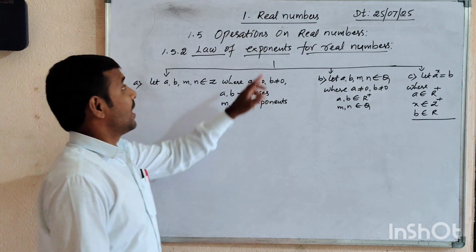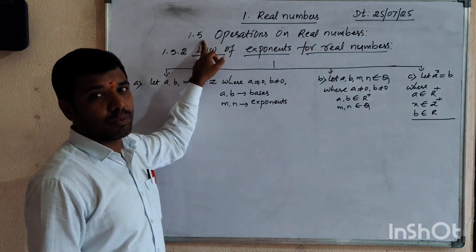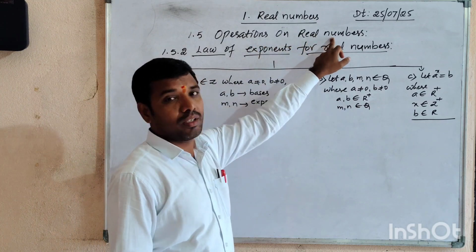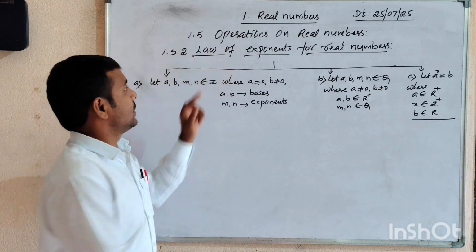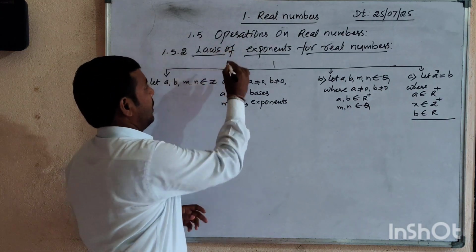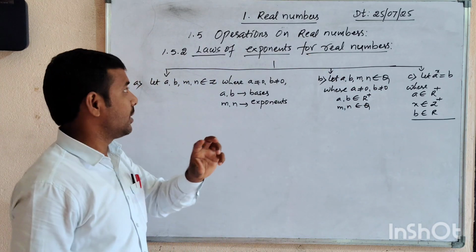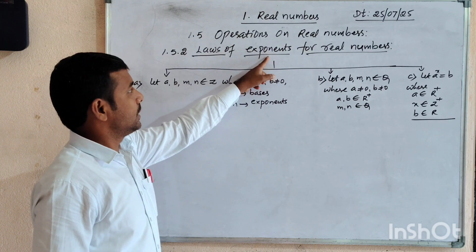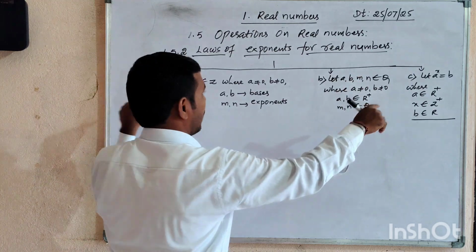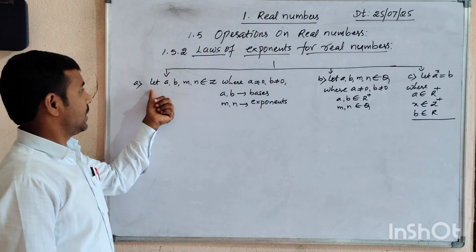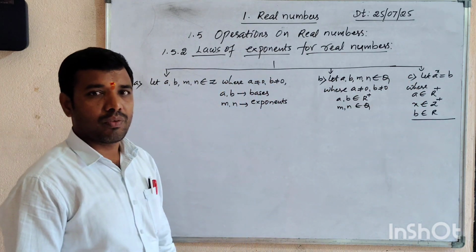Very good morning. Right. 9th class, first chapter, Real Numbers. In that, the fifth subtopic is operations on real numbers. In that, one more second topic is laws of exponents for real numbers. Once again, the title will be laws of exponents for real numbers. Okay. See, this title we designed in three categories. One is A, one more is B, another is C. Let us see one by one.